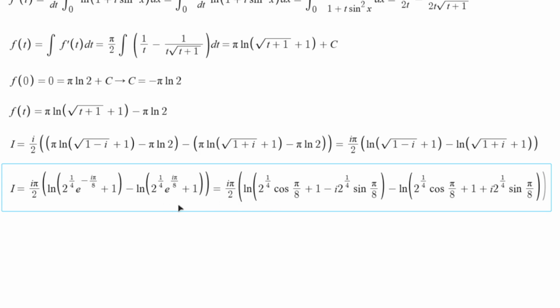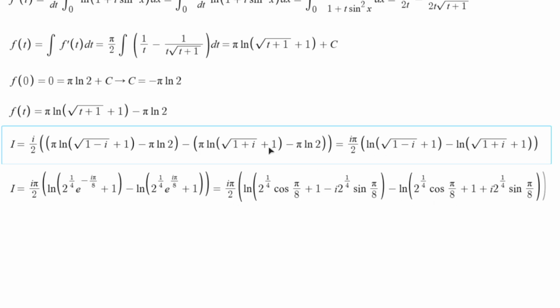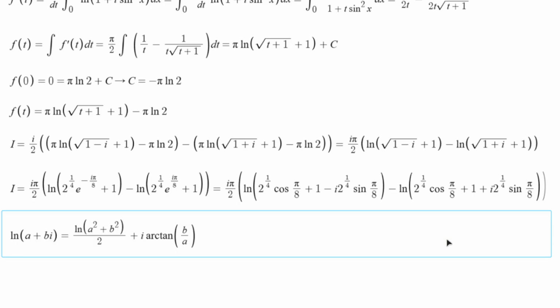And then I broke up e to the i pi over 8 and e to the negative i pi over 8 into its cosine and sine parts. And we can do that and get this. All right, so now our expression for I is expressed like this. So let's see what I did in the next step. That's right. Okay.